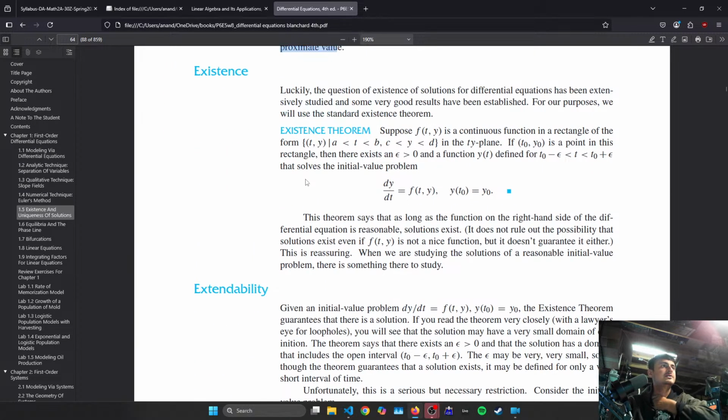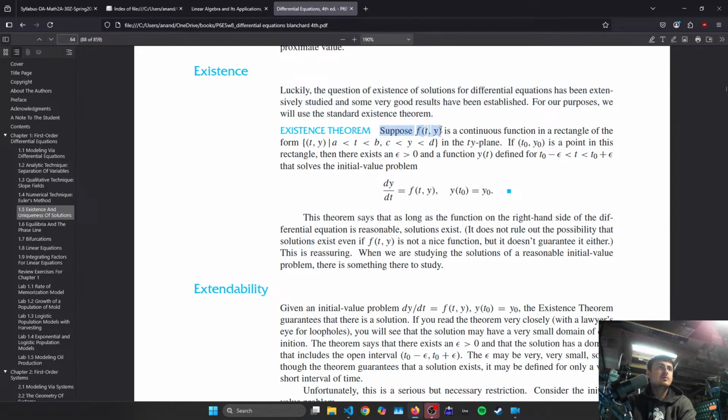Okay, so now we get into the existence theorem. I've read this a little bit, but I didn't really get it. The question of existence of solutions for differential equations has been extensively studied, and some very good results have been established. For our purposes, we will use the standard existence theorem.